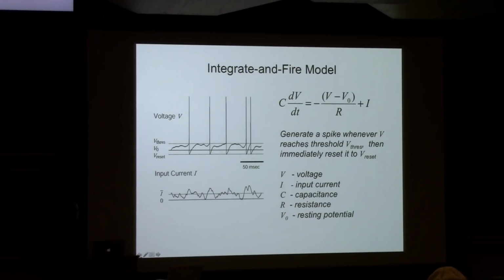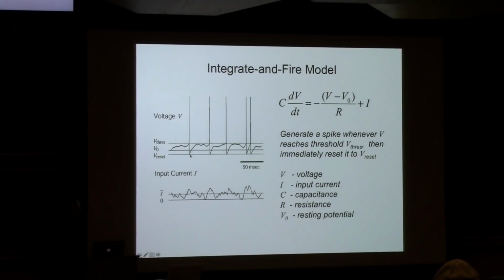Suppose this is the random input. Whenever it by chance reaches this threshold, you assume there's a spike. But this model doesn't have a sodium channel or potassium channel. It doesn't say how the spike is generated or how it goes back. Okay, there's a spike, and then immediately you reset to some reset potential.